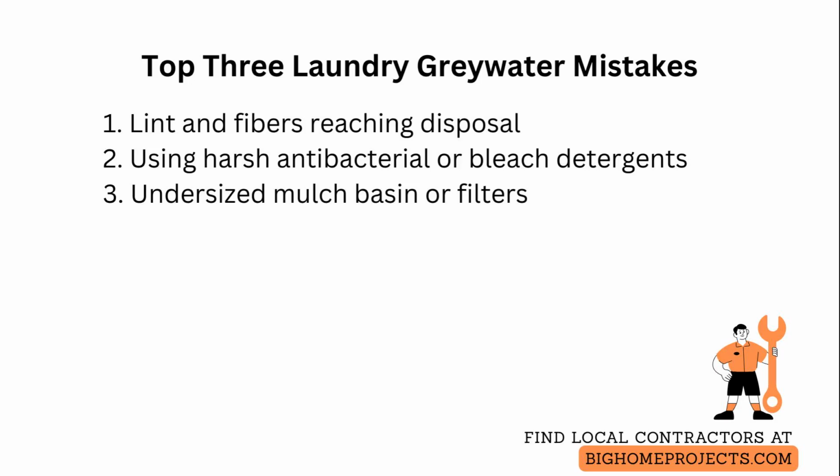Harsh detergents kill the beneficial microbes that break down waste in septic tanks and harm soil biology in mulch basins, so switch to biodegradable, non-antibacterial soaps and avoid bleach. If damage has occurred, stop the offending product and give the system a recovery period while monitoring effluent quality. Undersizing causes backups and surface pooling, so rescale the basin and filter area to handle peak loads and add temporary storage or reduce laundry frequency until capacity is expanded.